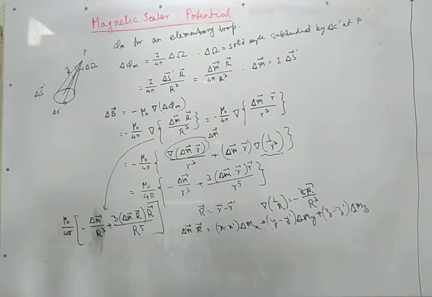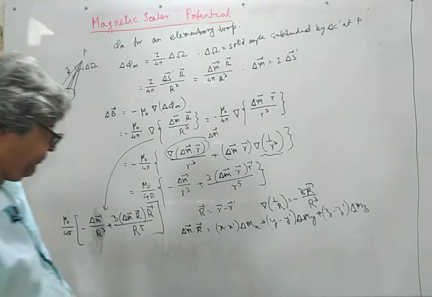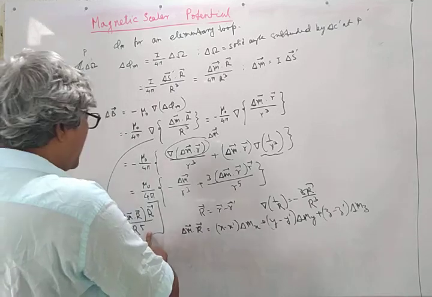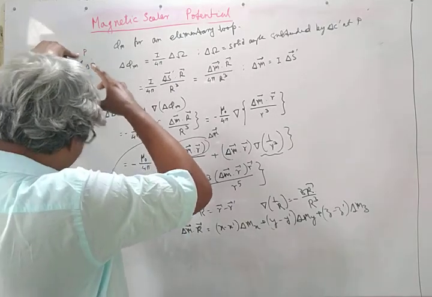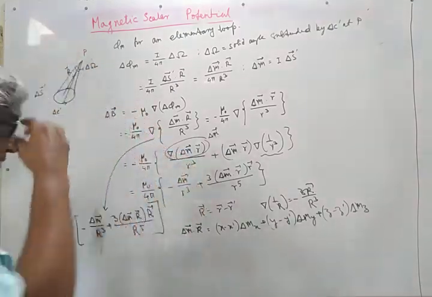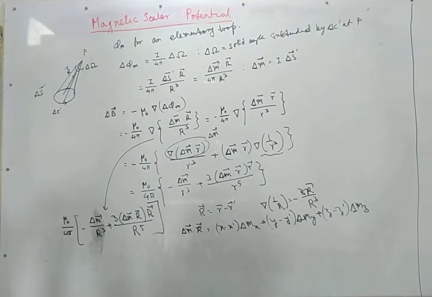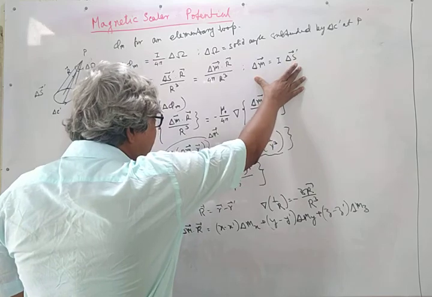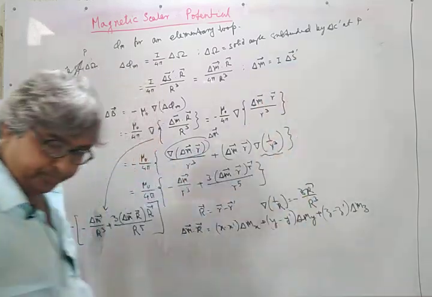So we see that this expression for the field at the point P is exactly the same as that due to an electric dipole of moment delta m, which also stands in support of the fact that delta m indeed behaves as the dipole moment for a closed current loop.